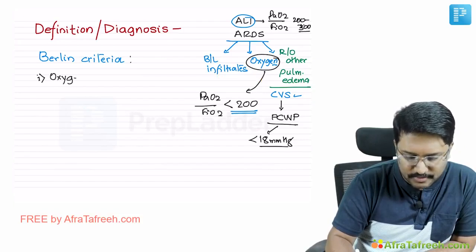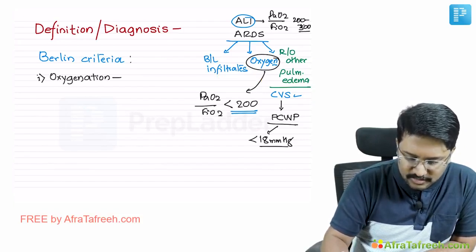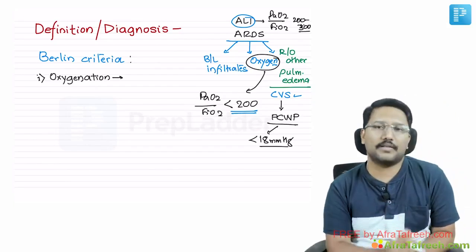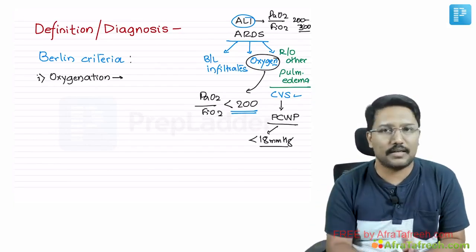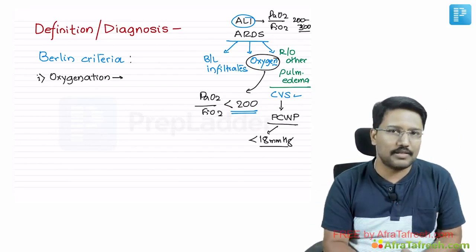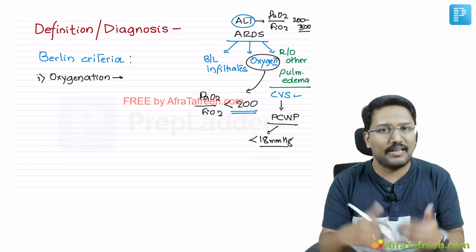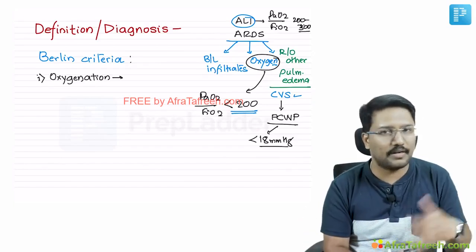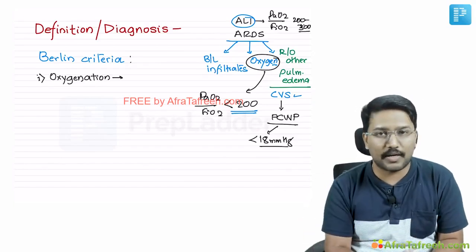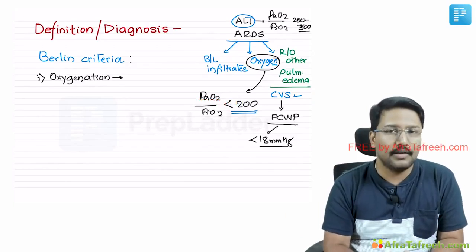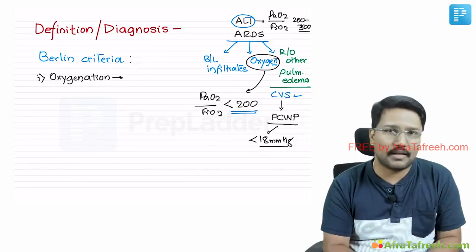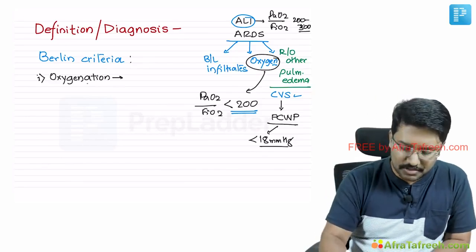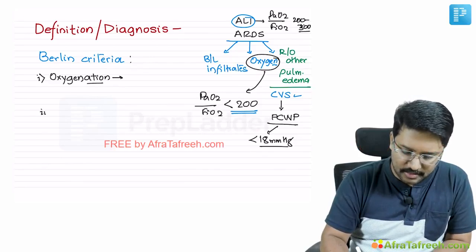When we say ARDS, we are talking about a hypoxic respiratory failure with bilateral chest infiltrates, which is secondary to some clinical insult, right? ARDS per se is not a disease. It is not pneumonia. Pneumonia leading to the development of bilateral chest infiltrates and hypoxia, sepsis leading to bilateral chest infiltrates and hypoxia, or a polytrauma leading to bilateral chest infiltrates and hypoxia. That's what ARDS is, right? So oxygenation parameters we will be looking at under the Berlin criteria.